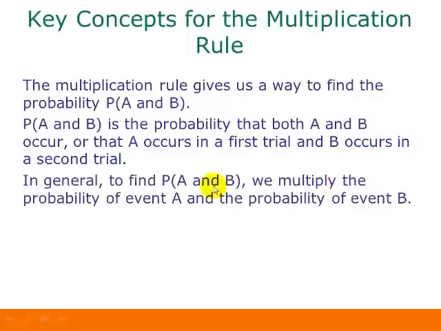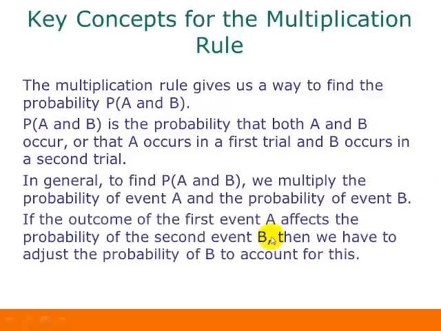In general, to find the probability of A and B, we multiply the probability of event A and the probability of event B. But if the outcome of the first event A affects the probability of the second event B, then we have to adjust the probability of B to account for this.